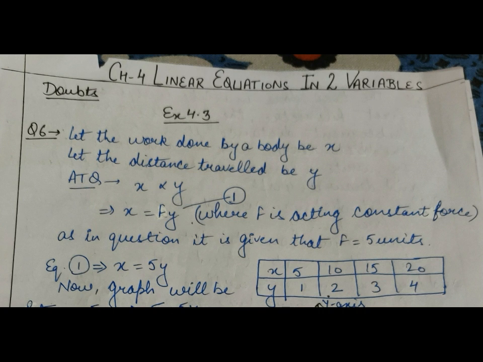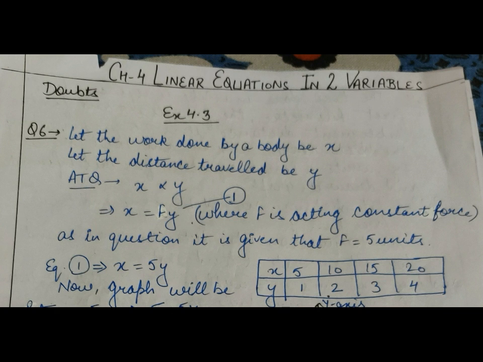In the next step, if we remove the proportionality sign, then we can replace it with an equals sign and a constant. Now, in the question, it is given that F is acting as a constant force, that's why I have taken F here, which is acting as a constant force, and named this equation as equation number 1. As in the question, it is given that F is equal to 5 units. That means F is fixed to 5 units.